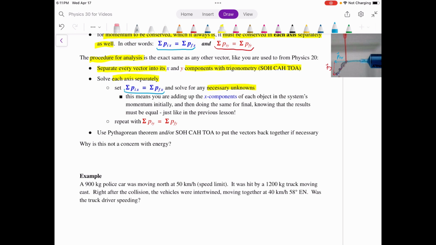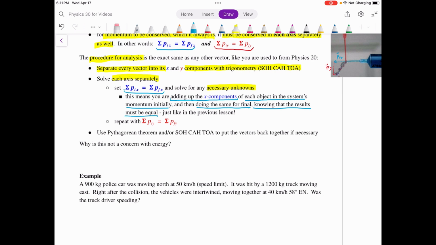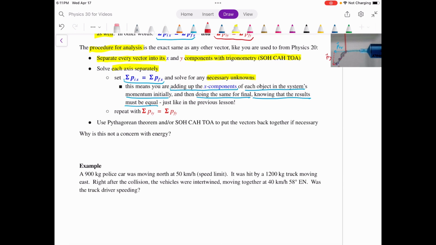So what that means, right, we're adding up, just like before, we added up all the momenta of every object. Now we're just going to do that twice. We're going to add up the x component of the momenta of every object and say that's equal to adding up the x components of the momentum of every object after the collision, right? Add up the x components of each object in the system's momentum initially, and then do the same for final, knowing that the results must be equal, just like we were doing before. Then do all of the same idea with the y components, right?